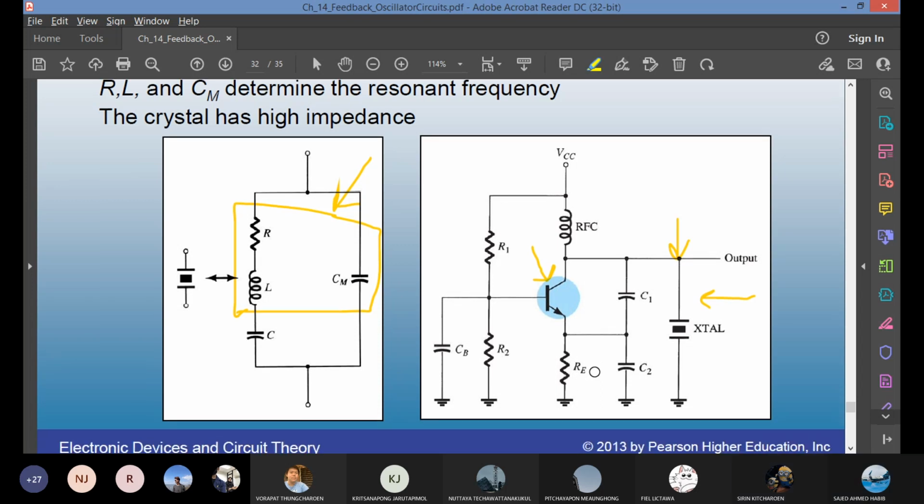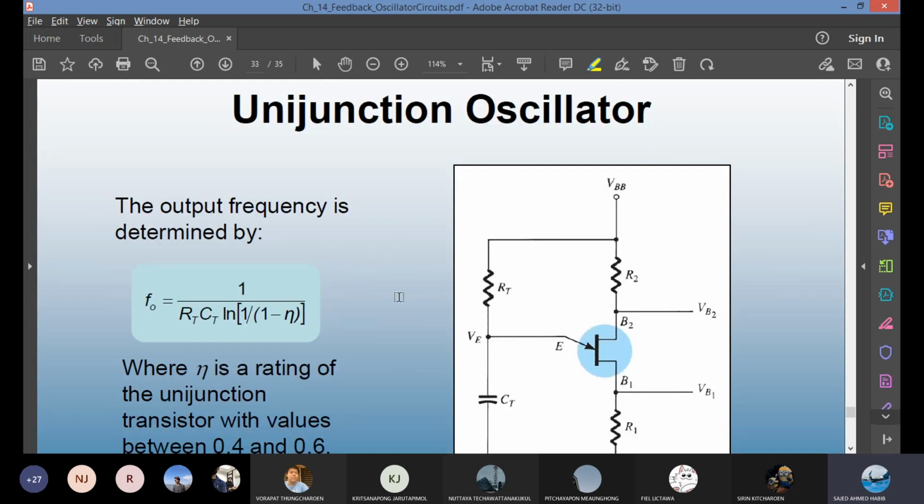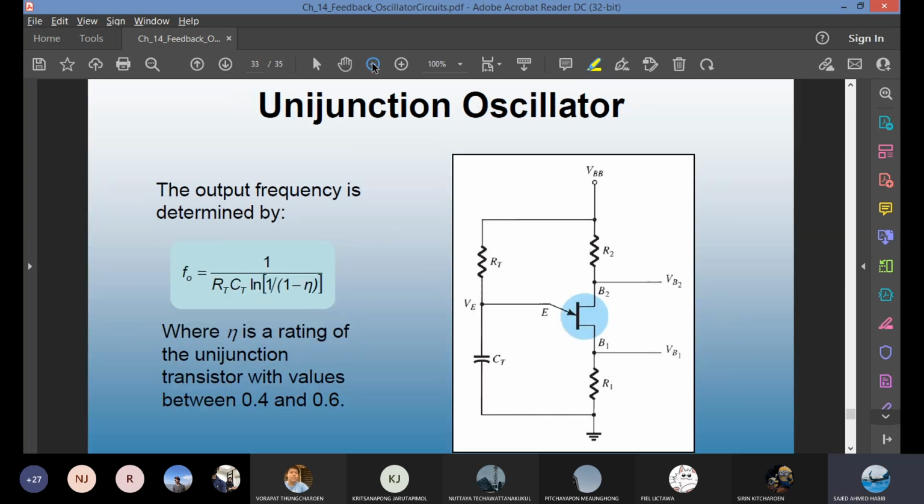Another one is called the unijunction oscillator. I don't really ask questions from this. You can skip slide 33, 34, and 35. This is shown using a JFET.